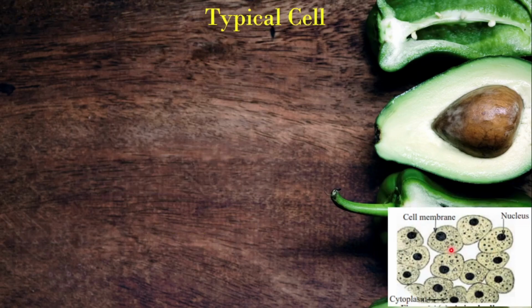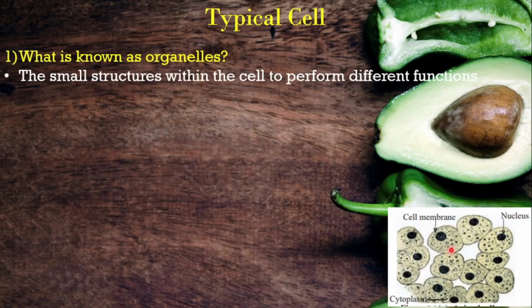Typical cell. Remember, typical cell, they have created an imaginary typical cell so that you can have a better idea about the functions of different organelles in a cell, either in a plant cell or an animal cell. Let's look at the first one. Actually, what is known as organelles? The small structures within the cell to perform different functions.